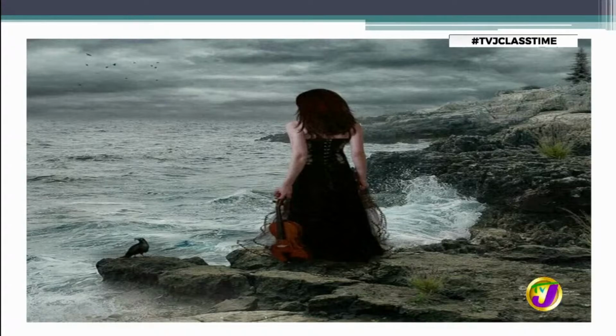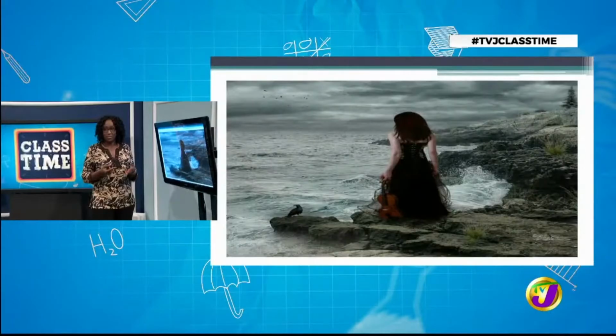So your story can be about the woman. Nothing wrong with that. You notice she has a violin in her hand. Is it hers? Does it belong to her?